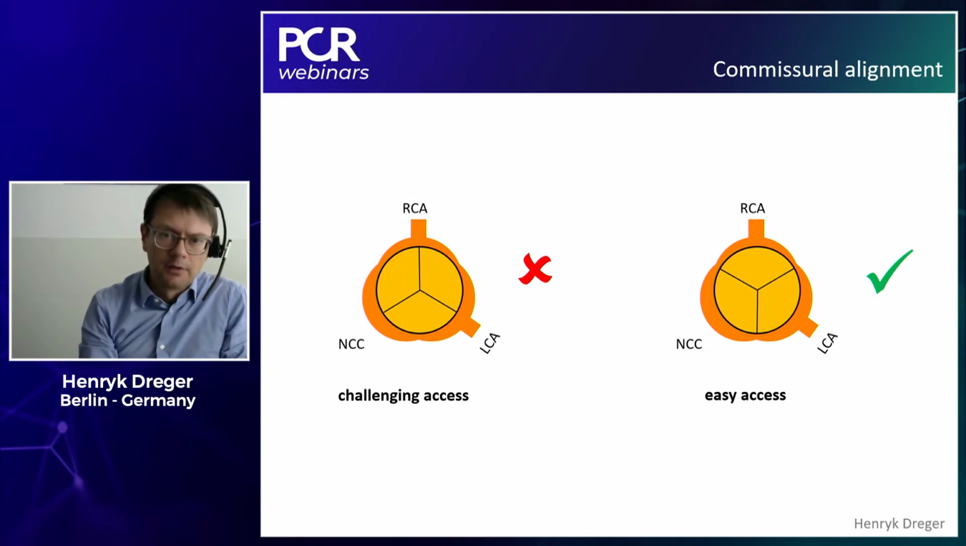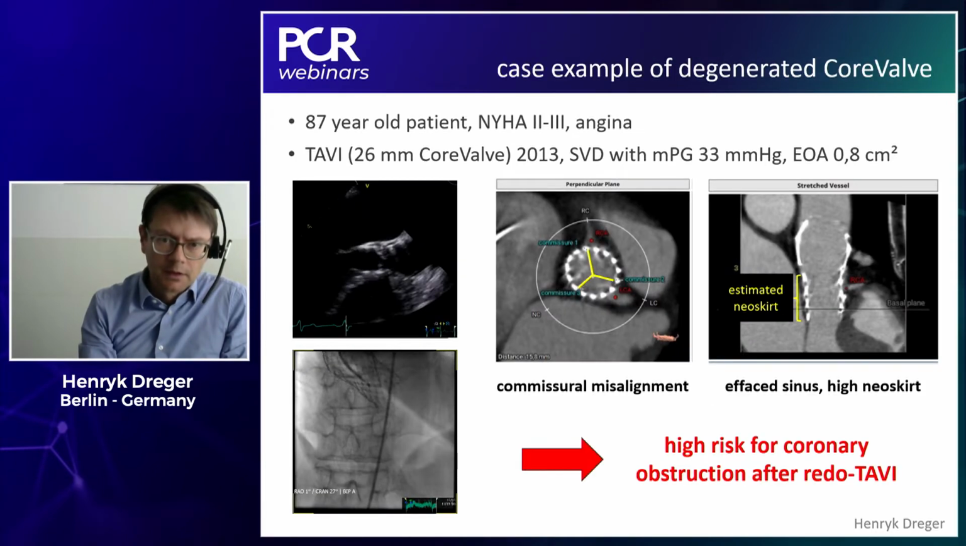If we have commissural misalignment, as seen here on the left, of course, it's really hard to engage a coronary, but if we have commissural alignment, it's much easier. And this is, of course, what we have to aim for.